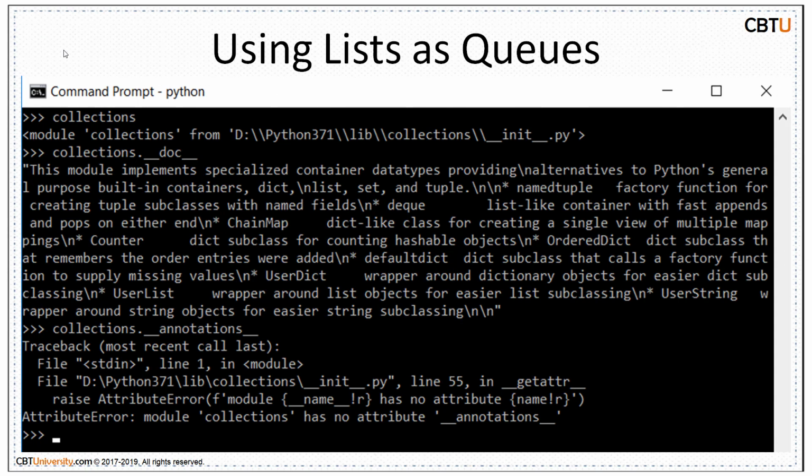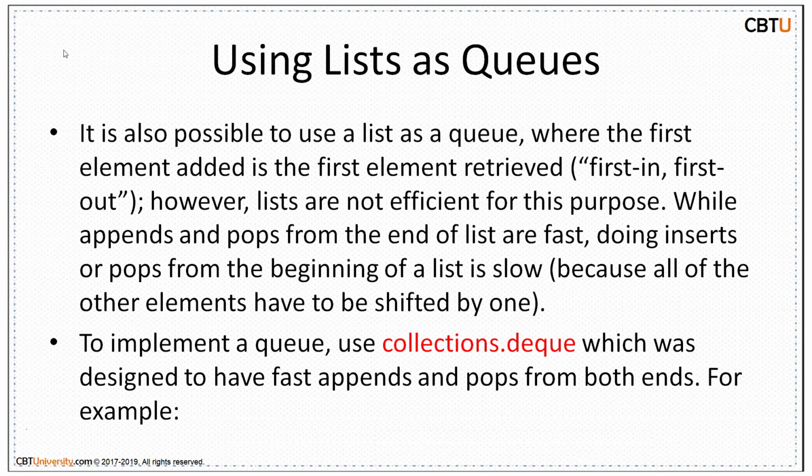We can use lists as queues, and to implement queue, use collections.deque, which was designed to have fast appends and pops from both ends. You need to import deque from collections for using lists as queues. This is about using lists as queues.